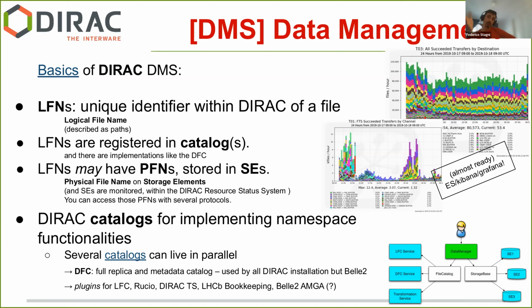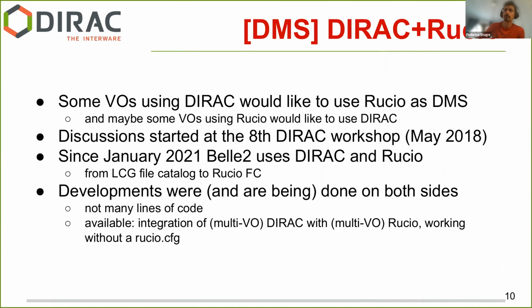DIRAC provides its own catalog, which is the DIRAC File Catalog, DFC, a full replica and metadata catalog, which I believe is used by all DIRAC installations with the only exception of Belle2. And then there are plugins for various other catalogs like the LFC. I think this is not used anymore by anyone, but I might be surprised. There is a plugin for Rucio. There is a plugin for the so-called DIRAC transformation system. And then there are specific plugins that have been developed by the single installations: for LHCb, there is one for the bookkeeping, and I believe that Belle2 still talks to PanDA.